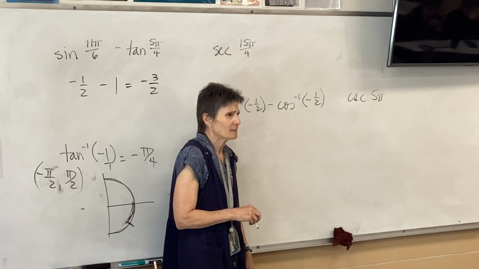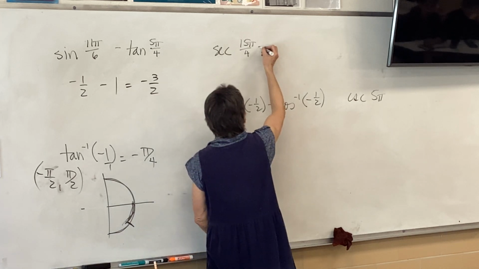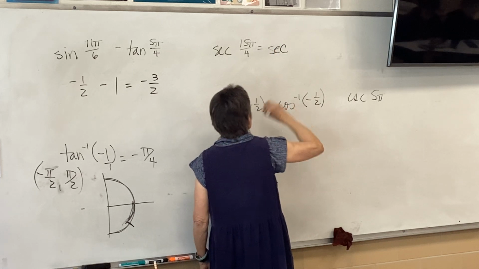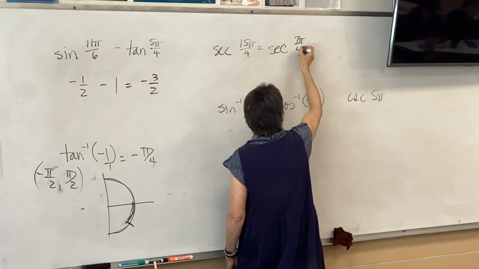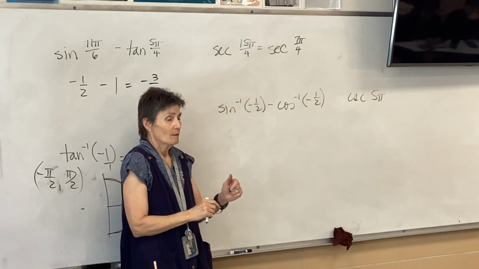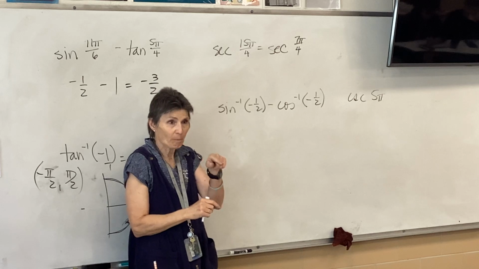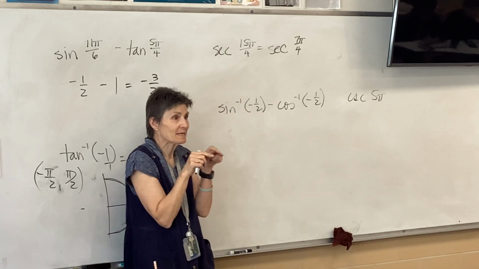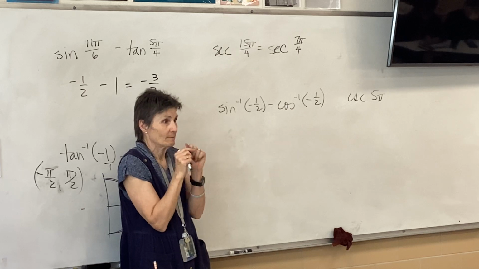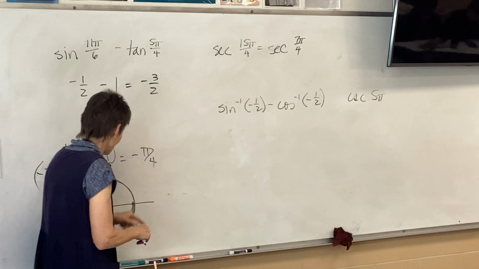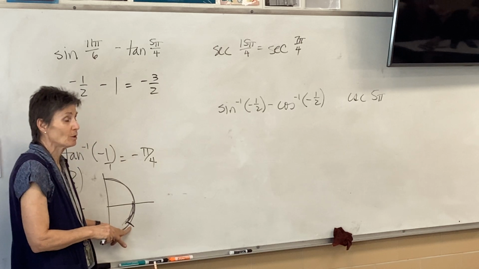All right, secant 15 pi over 4. That's too big, so let's shrink it. What does it shrink down to? 7 pi over 4. When I want to shrink an angle, that means I want to leave it in the same spot, get rid of extra revolutions. So what am I getting rid of? 2 pi, 8/4. All right, that happens to be this angle right here where we just were.